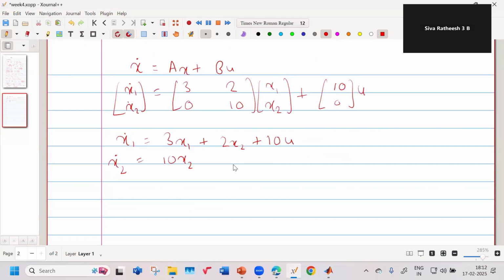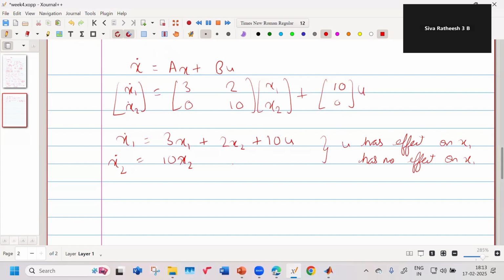Okay, so what do we see over here? That u has an effect on x1. That is seen from this equation: if I change u, u will in turn control x1. But u has no effect on x2, because x2 dot is equal to 10x2, which is independent of u as well as independent of x1.